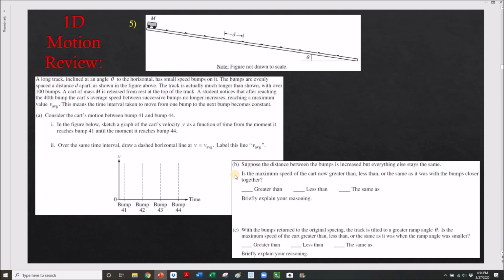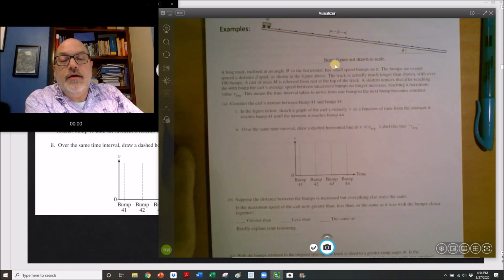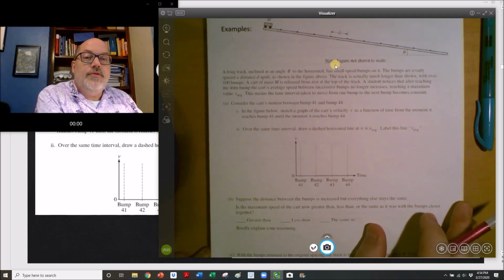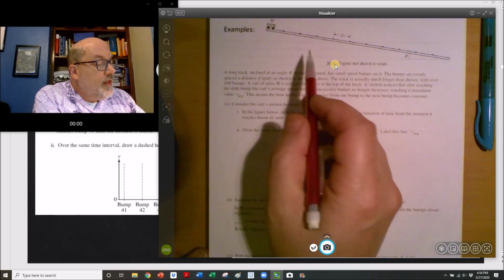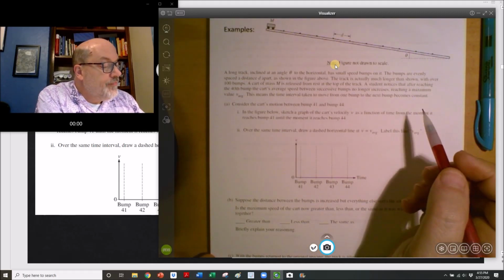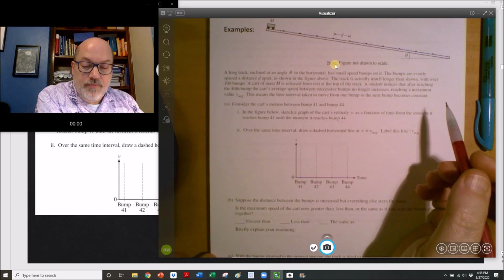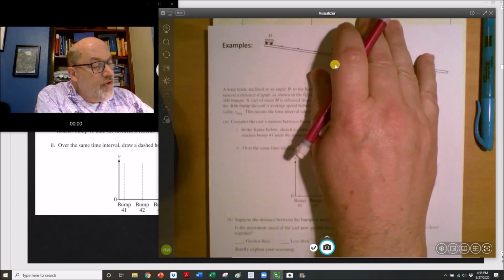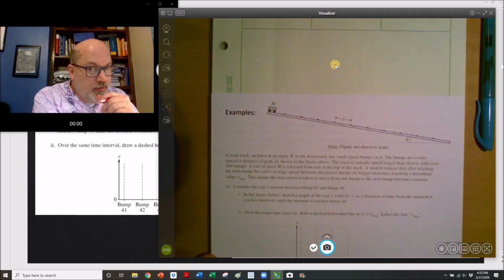Okay, so let's take a look at this one. Now, in this particular one, we have a very long track. This is only showing you the section of the track where it's got a constant average velocity, all right? So let's just take a look at this and see what's going on.